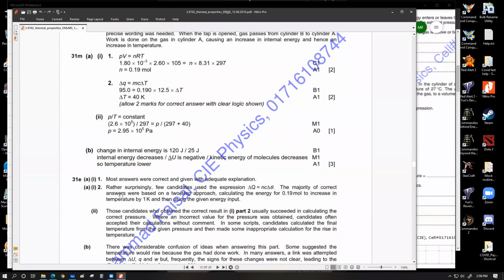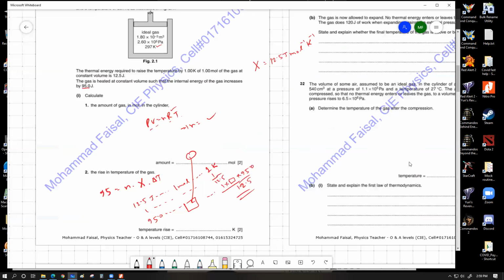If you have a look at the examination report, rather surprisingly, few candidates use the equation delta Q goes to MC delta theta. The majority of correct answers were based on a two-step approach, calculating the energy for 0.19 mole to increase in temperature by 1 Kelvin, then using the given energy input. Okay, no worries. Works for me.